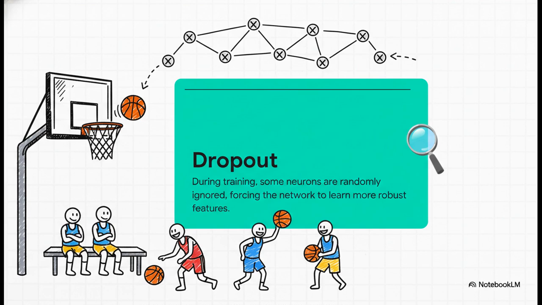Okay, first up is Dropout. Imagine you're coaching a basketball team, and at every single practice, you randomly tell a couple of players to sit on the bench. Well, the rest of the team can't rely on their star player always being there to make the shot. Everyone else has to get better, more versatile, and stronger as a whole unit. Dropout does basically the same thing to our AI, forcing the entire network to become more robust.